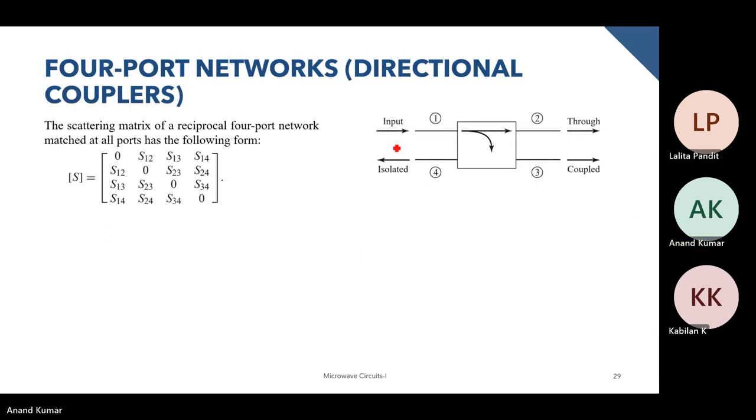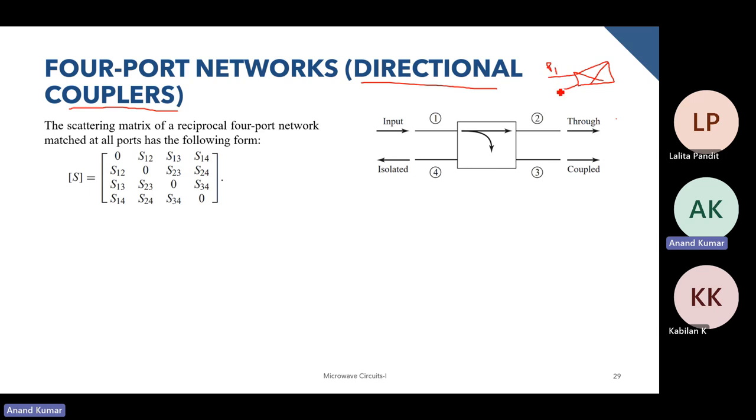So we'll start with four port networks now. We are covering directional couplers over here, and at the end we'll see these parameters for the rat race coupler or quadrature hybrid coupler. We'll just start with the discussion now. This is the symbol for our directional coupler, and the other symbol that is also used looks something like this.